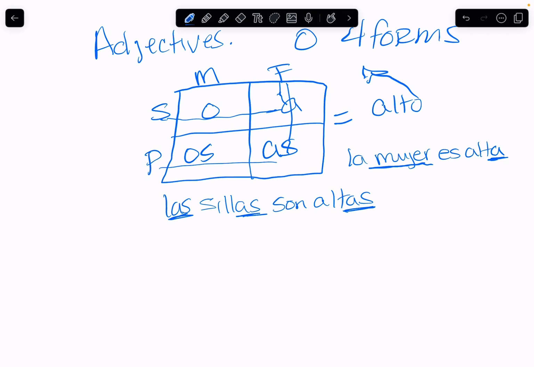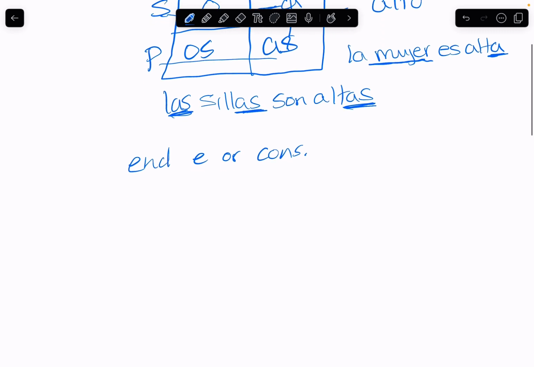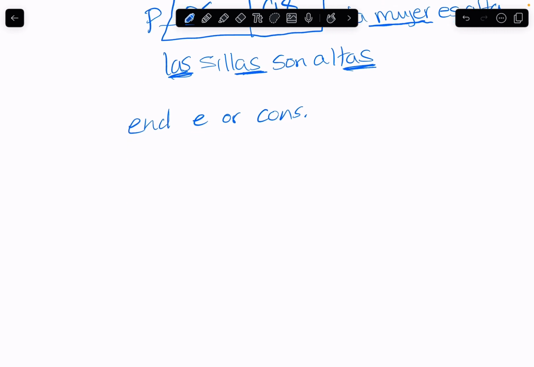Sillas, las. You see how everything matches? Everything has to always match. Depending on what number you're talking about, what adjective you're talking about, and what noun you're talking about, it's always going to match. Las sillas altas. Okay? So you have adjectives that end in E or a consonant. These, most of the time, or most consonants, have 2 forms, the singular and the plural.